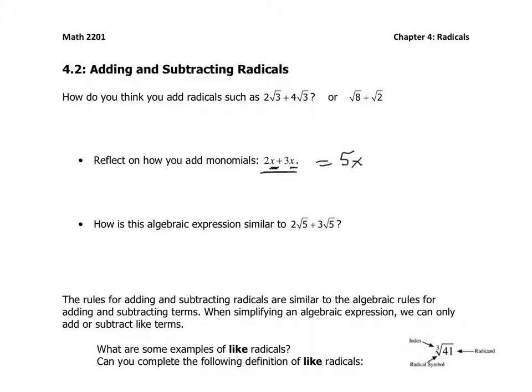This is very similar to how you would add radicals such as 2 root 5 and 3 root 5. They both have the exact same radical part, the square root of 5. So that means you could put those together as 5 root 5.